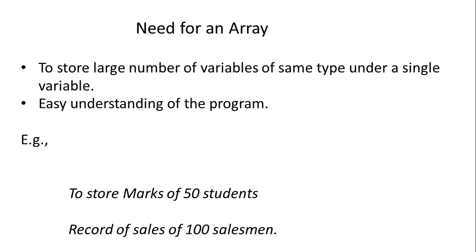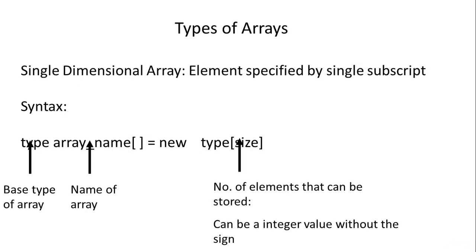Why we need arrays? To store a large number of variables of same type under a single variable. And it's easy to understand. For example, to store marks of 50 students, or to record sales of 100 salesmen. So it's easy when we have a single variable with all the details. So to store a large number of variables of same type under a single variable, we can use arrays.